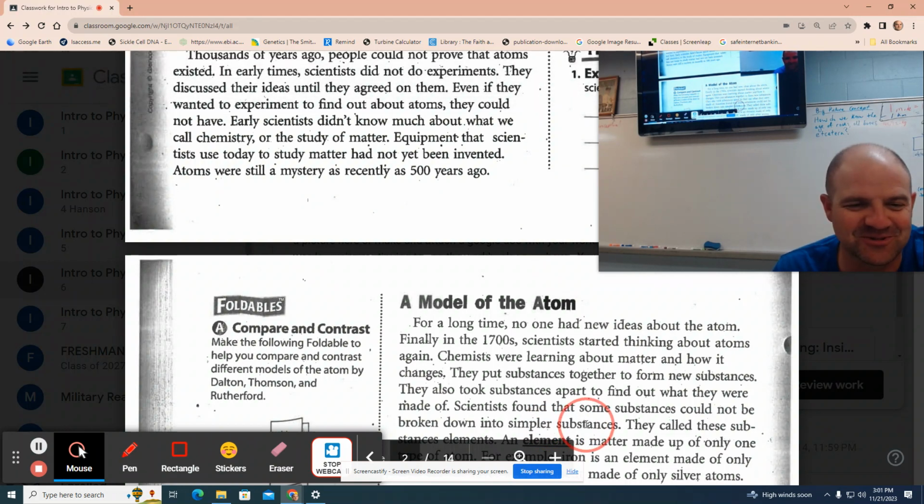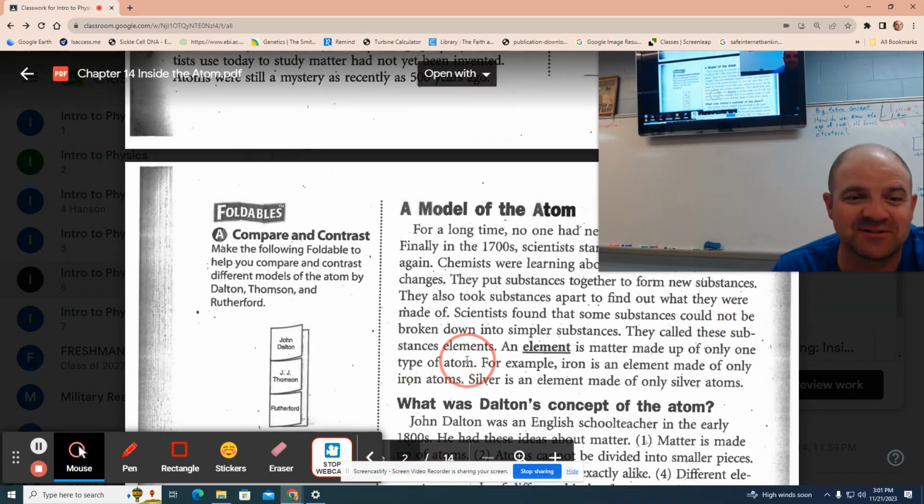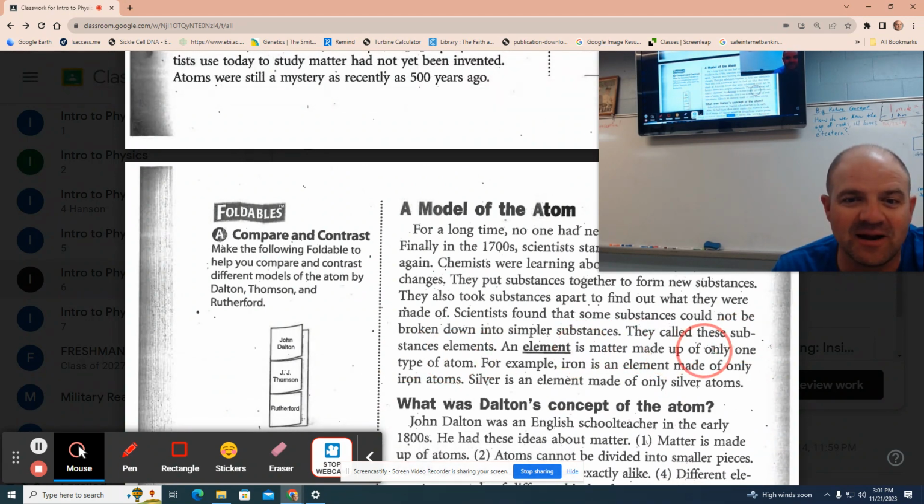I got a student that's chuckling. They called these substances elements. An element is matter made up of only one type of atom. For example, iron is an element made up of only iron atoms. Silver is an element made up of only silver atoms.